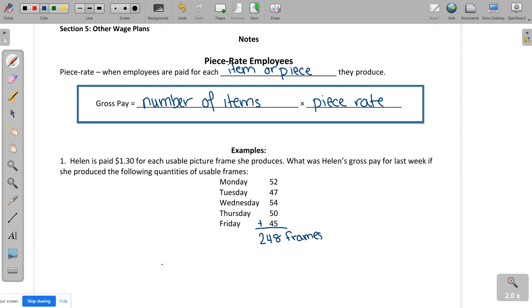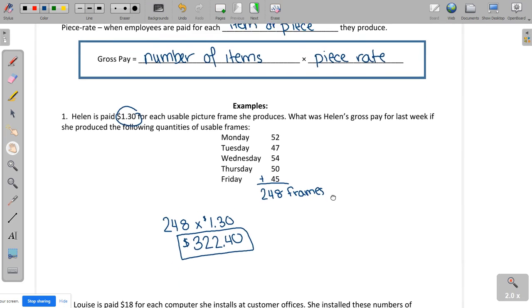So we take the amount of frames, 248, and multiply it by the price of $1.30. When we multiply this, we get $322.40. So Helen made $322.40 from all the usable picture frames that she made.